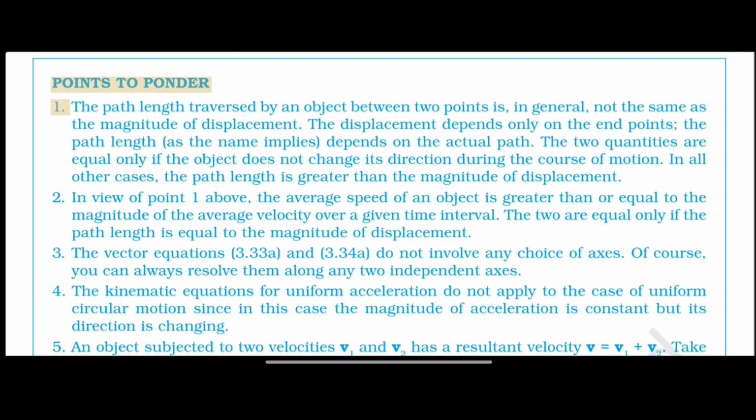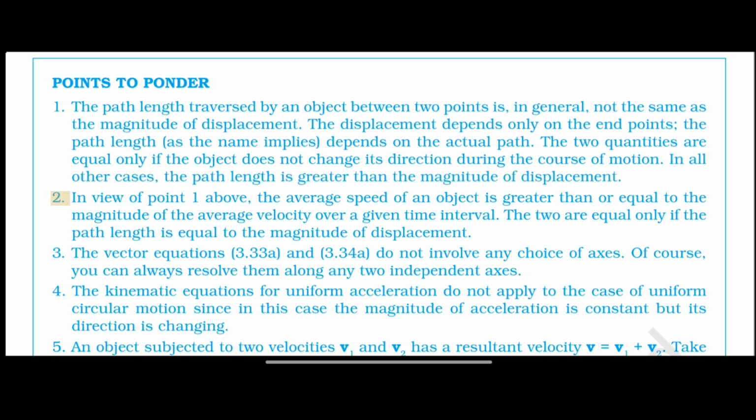Points to ponder. 1. The path length traversed by an object between 2 points is, in general, not the same as the magnitude of displacement. The displacement depends only on the end points. The path length, as the name implies, depends on the actual path. The two quantities are equal only if the object does not change its direction during the course of motion. In all other cases, the path length is greater than the magnitude of displacement.